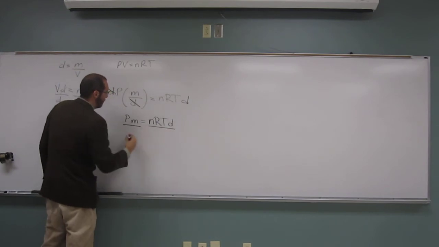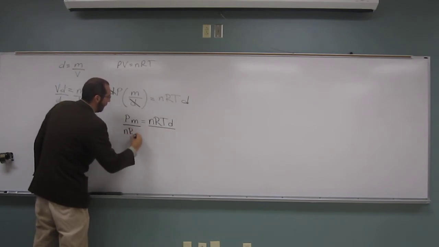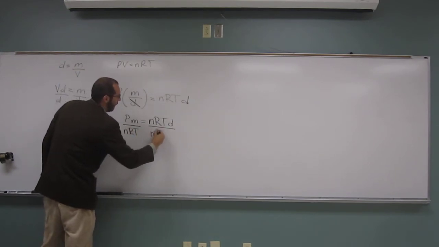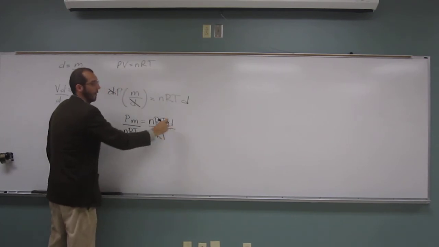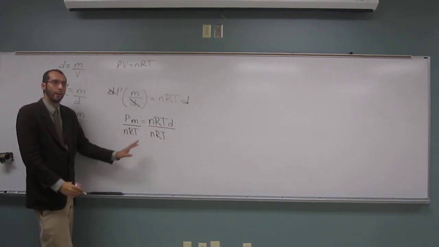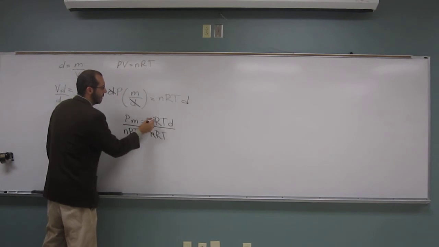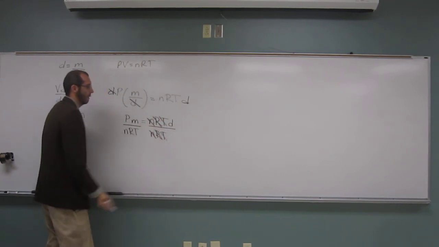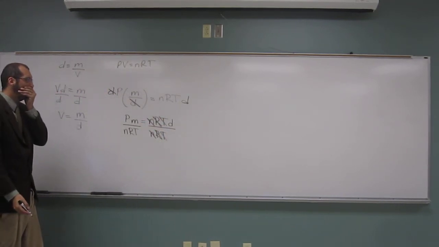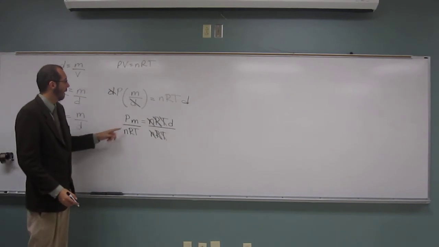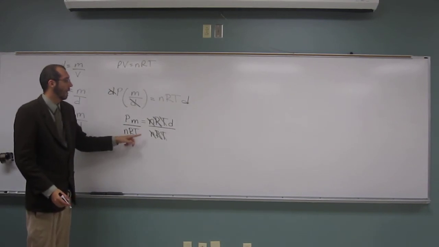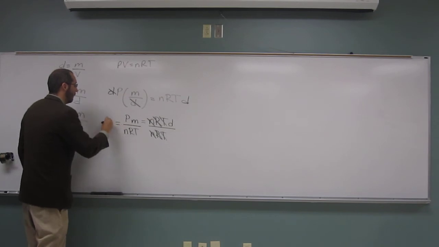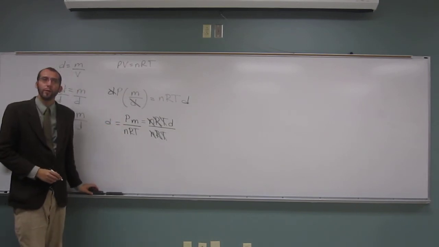Divide both sides by nRT. Right? nRT, because we want to get D by itself. Is everybody okay with that? Cancel, cancel, cancel. Like that. So we get PM over nRT equals D. Is everybody okay with me doing that?